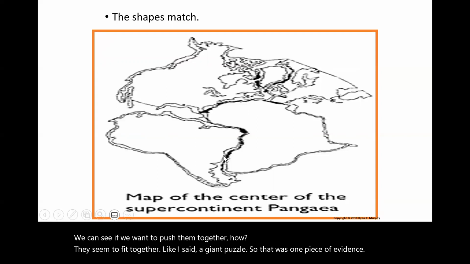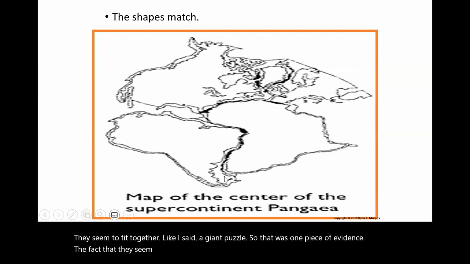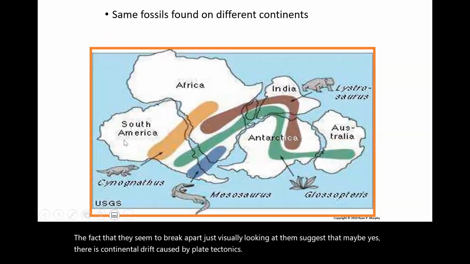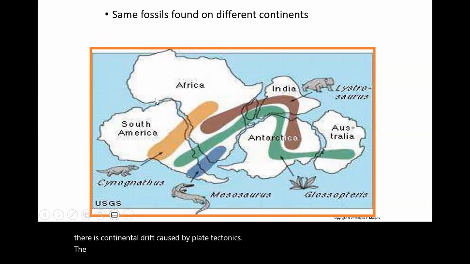The fact that they seem to break apart, just visually looking at them, suggests that maybe, yes, there is continental drift caused by plate tectonics. The second, now this is also important because you will be asked about it at the end.